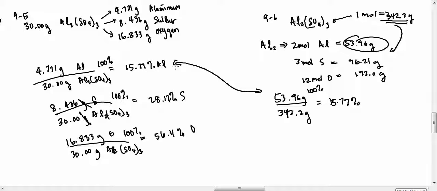And you do the same thing for the sulfur. So you've got your 96.21 grams over 342.2 grams, and you're left with 28.12%. And your oxygen is going to give you 56.11% oxygen.